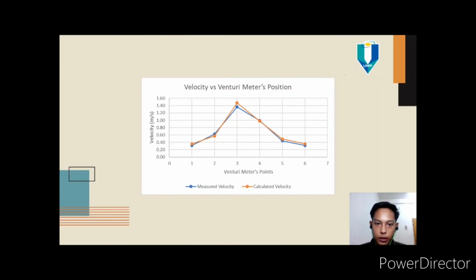So next we have the velocity and Venturi meter graph. As you can see here, we have measured velocity and calculated velocity. Measured velocity is the actual velocity of the moving fluid, which is based on the head, while the calculated velocity is the theoretical velocity, which is based on the cross-sectional area of the pipe and the flow rate. There is head loss in the pipe due to the fluid viscosity near the surface of the pipe, which causes deflection. That's why we didn't have the same result here.